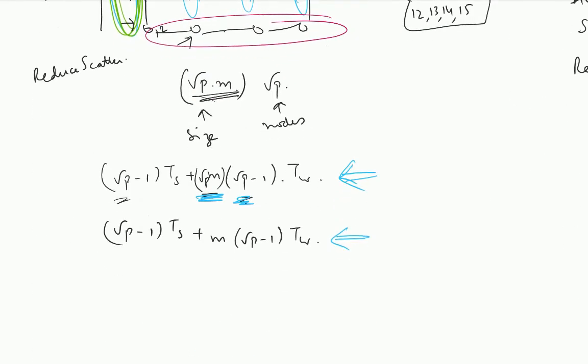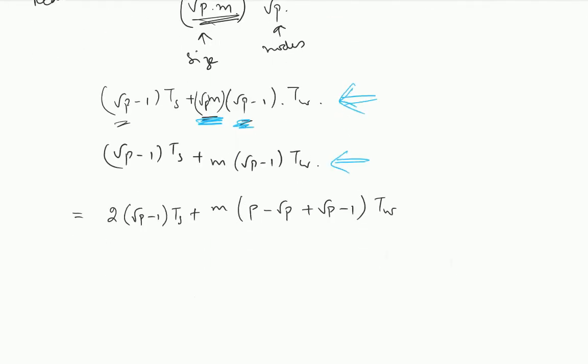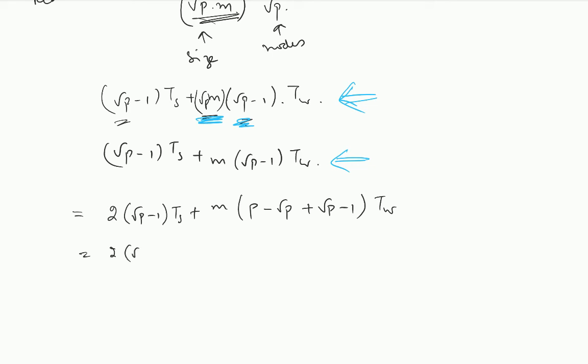And when I plug that in, I get this, right? And I add this up. So what do I get on adding this up? Well, the ts terms just get added up. So 2 times root p minus 1 ts, right? Plus what happens over here? Let me take m common. So root p times root p is p minus root p. That's what I get from the top, right? And what do I get from the bottom? Plus root p minus 1 times tw, right? And if you simplify this, this is 2 times root p minus 1 ts plus m times p minus 1 tw.